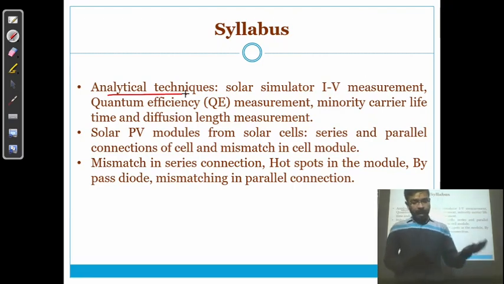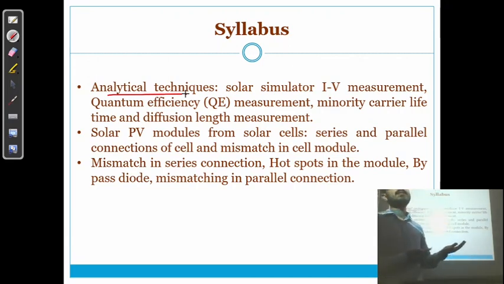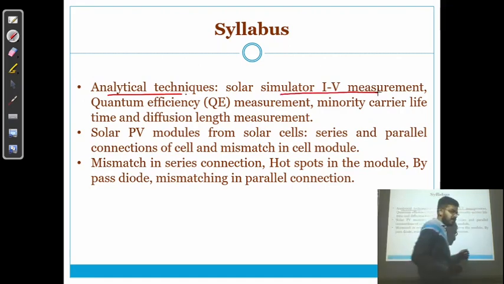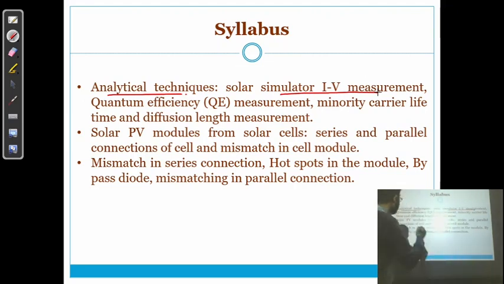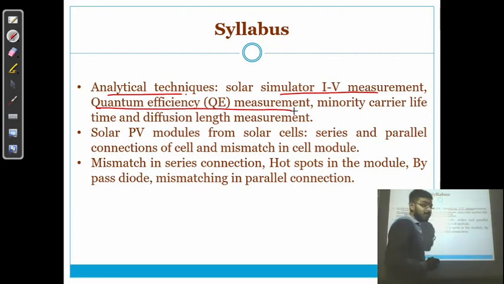Because if I have fabricated a solar cell inside a laboratory, then it has to be characterized with respect to its IV measurement, that is, how much current it is producing and how much voltage it is producing. That is nothing but IV measurement. After that we will see quantum efficiency measurement.